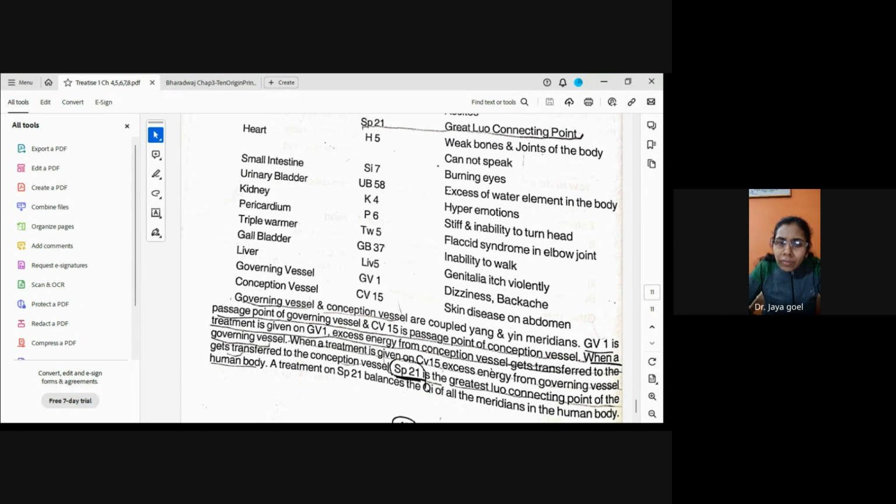Gallbladder 37: inability to walk. If the patient is not able to walk, then treatment should be given on gallbladder 37. Liver 5: genital itching. If somebody has too much genital itching, then the treatment should be given on liver 5. The governing vessel and the conception vessel are paired meridians, and GV1 and CV15 are the paired Luo connecting points.